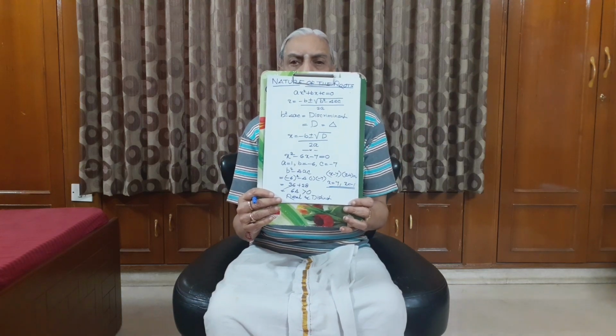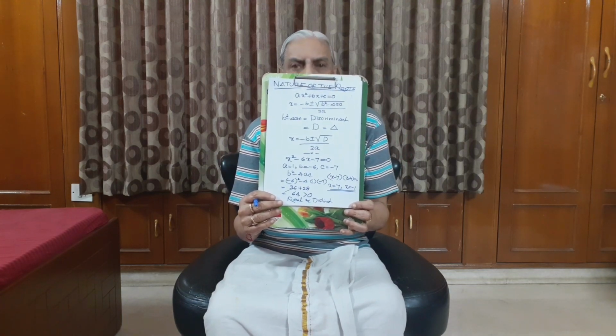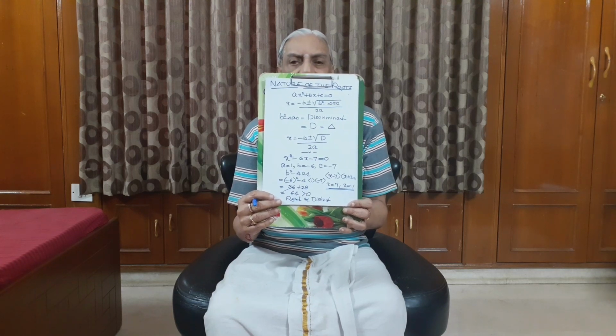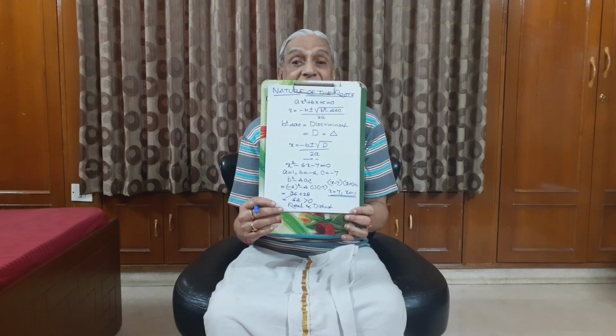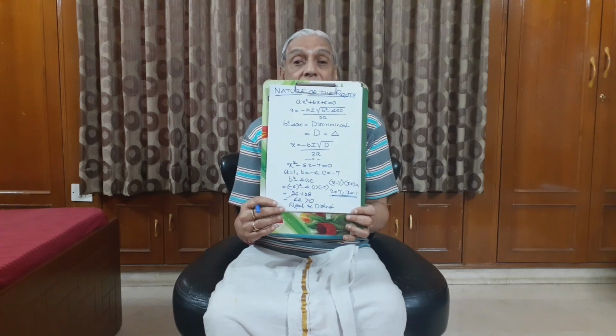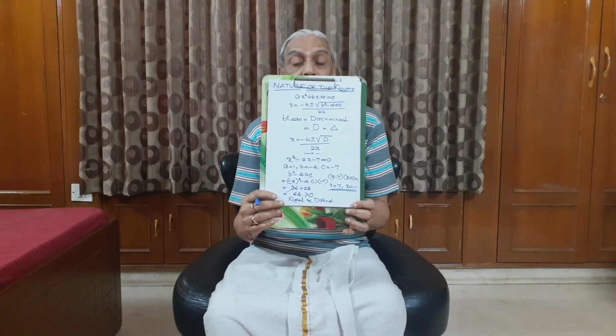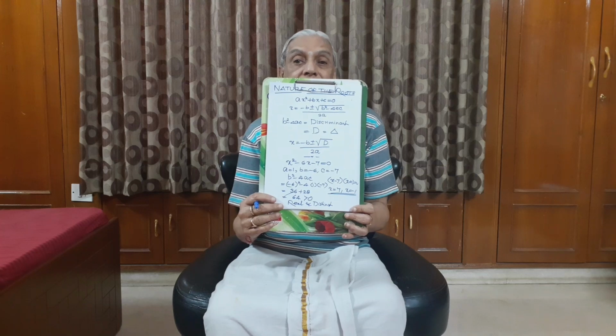So that means once again the roots are real, distinct. Not only that, they are rational roots. 7 and minus 1 are rational numbers. Therefore, what kind of roots are there? They are rational roots. Now I'll take up one more example to make it clear.